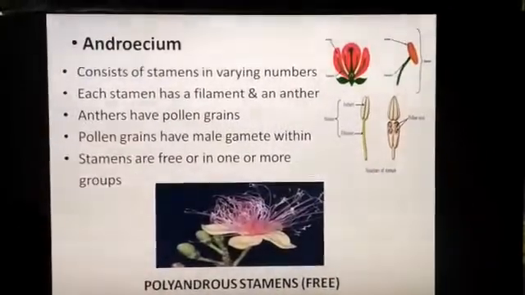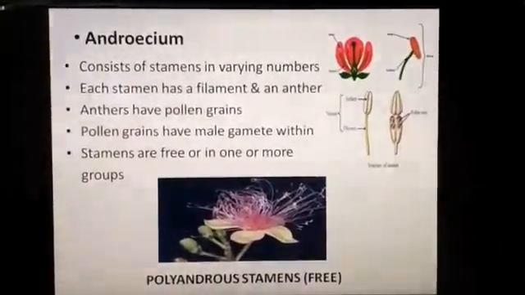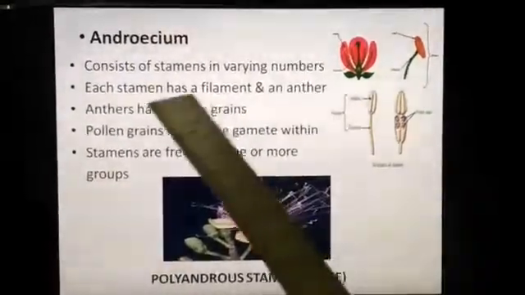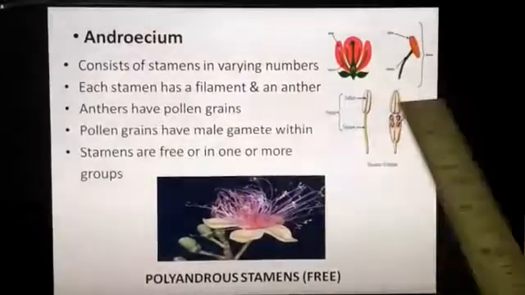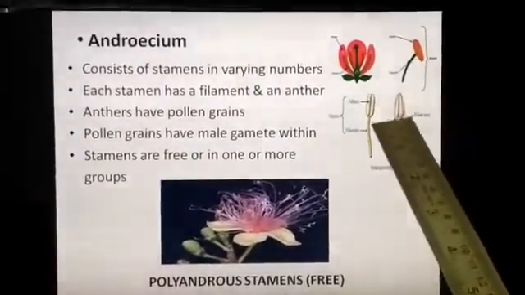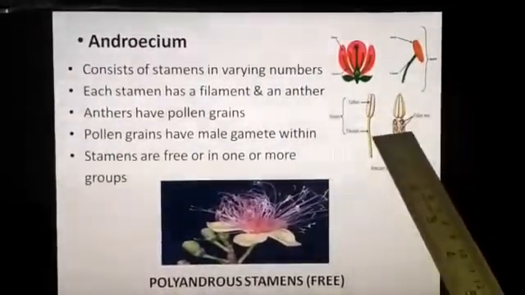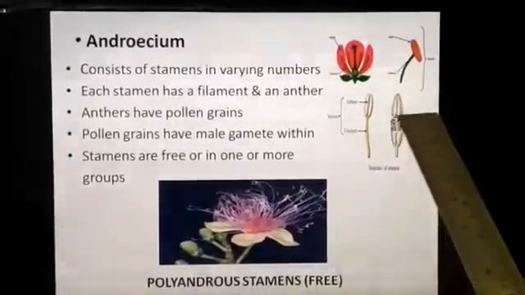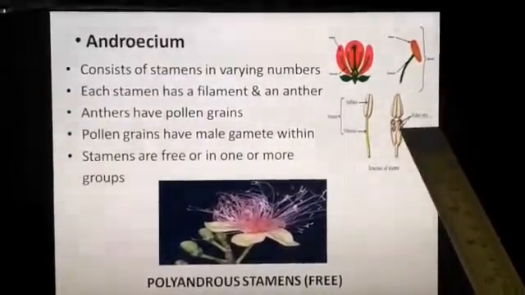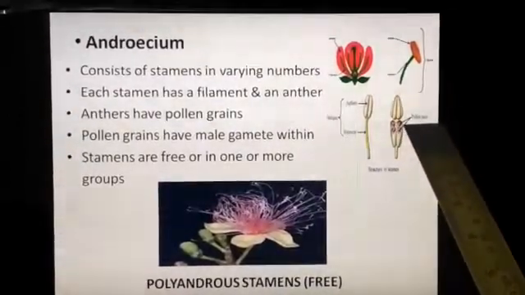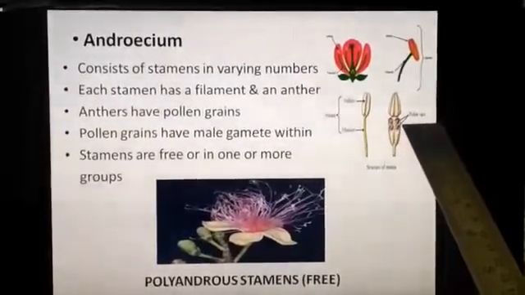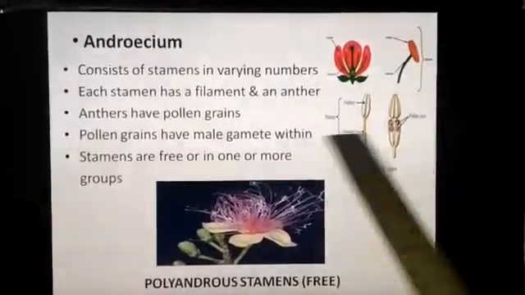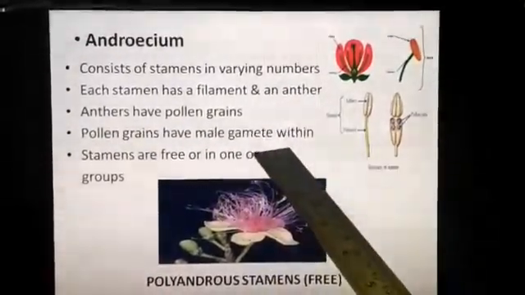The next floral structure in a flower is androecium. Androecium makes the male part of a plant. It consists of stamens in varying numbers. Each stamen looks like this. It has got 2 parts, the long elongated filament and club-shaped anther at the tip of each filament. Internally, anther has got 4 compartments called pollen sacs. Each pollen sac has got many pollen grains inside it, and pollen grains have male gamete within.